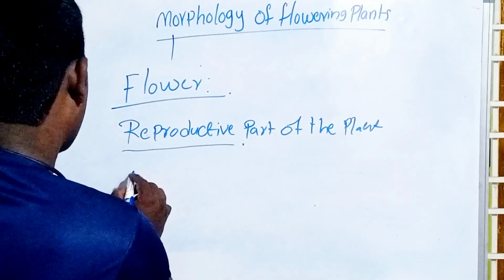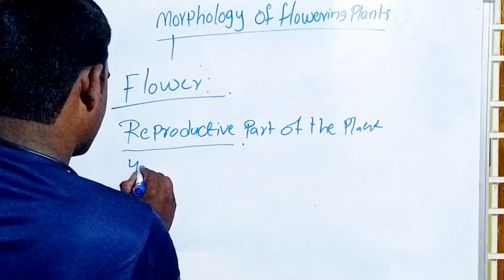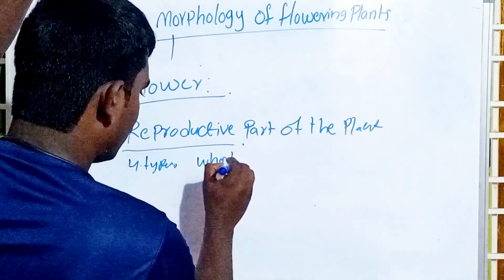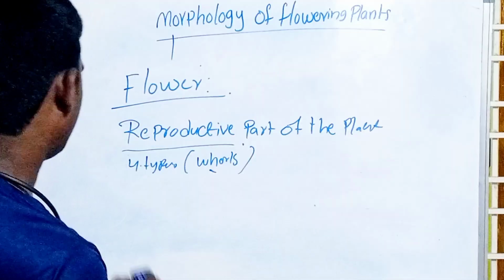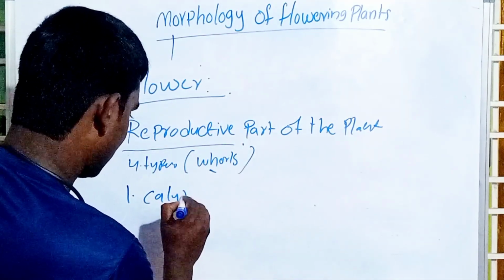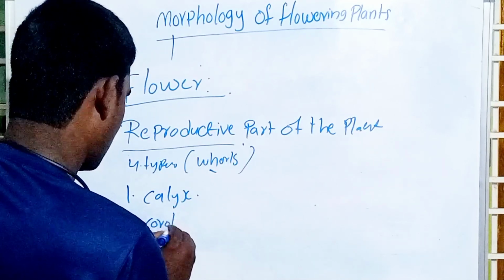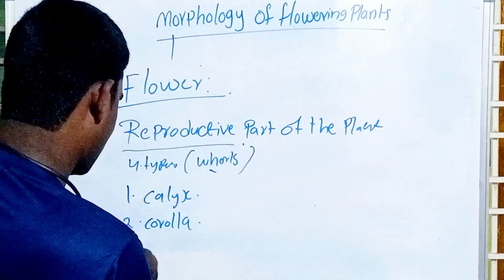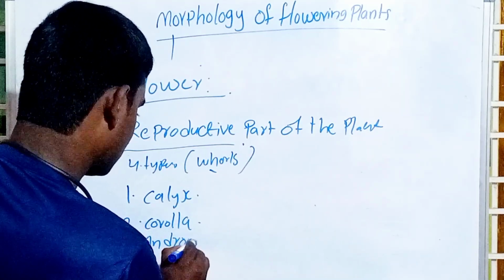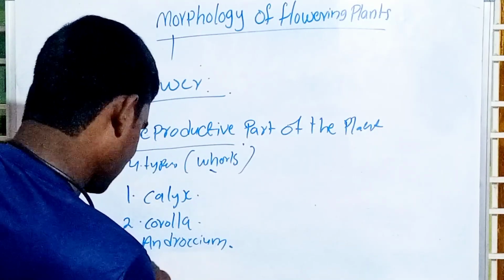It consists of four types, four whorls. First one is calyx, second one is corolla, third one is androecium, fourth one is gynoecium.